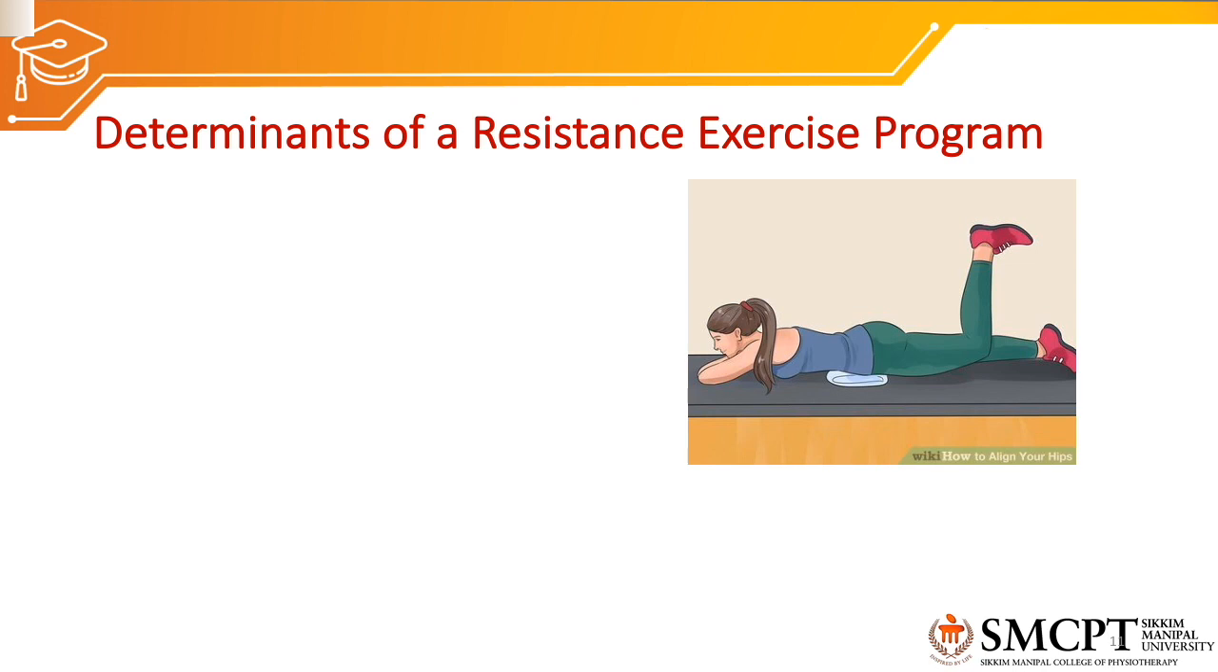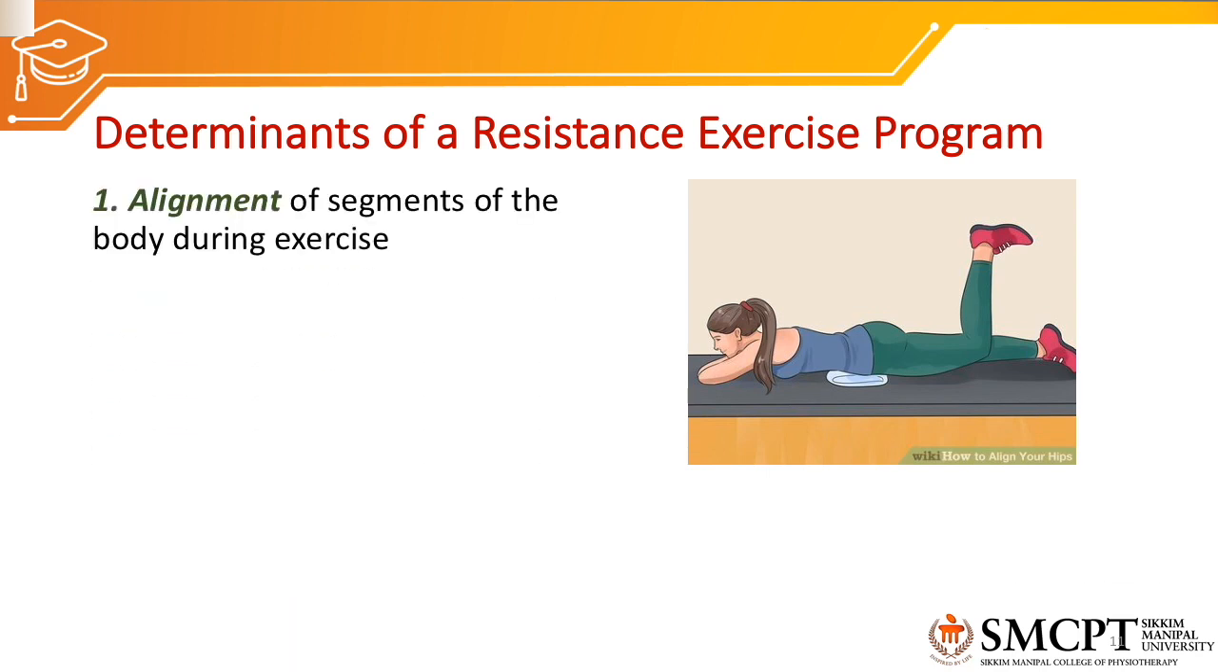Now let us discuss the determinants of the resistance exercises program, or the factors that influence the outcome of the resistance exercises or strengthening. What is the first factor that can influence the outcome? It is alignment of the segments of the body during exercises. So for example, if we want the body to move against the resistance, then it should be aligned in such a manner that the resistance has a maximum effect on the body which moves against the resistance.